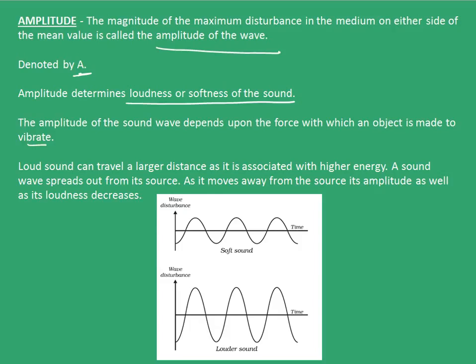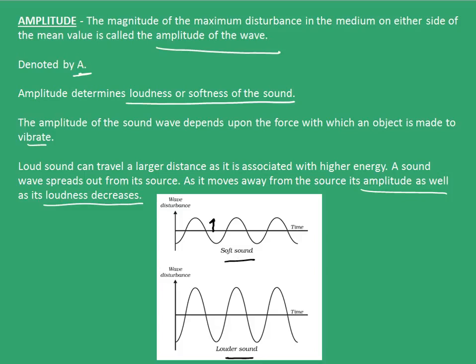A sound wave spreads out from its source. As it moves away from the source, its amplitude as well as its loudness decreases. The figure here shows two wave disturbances. The first one corresponds to an amplitude which is less, and the second one corresponds to an amplitude which is high. Less amplitude corresponds to a soft sound and high amplitude corresponds to a louder sound.